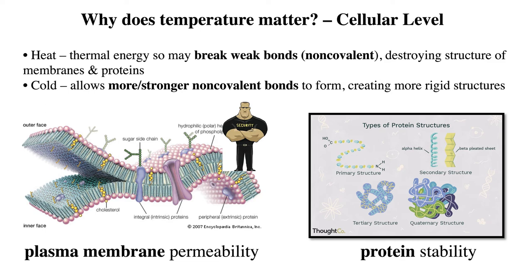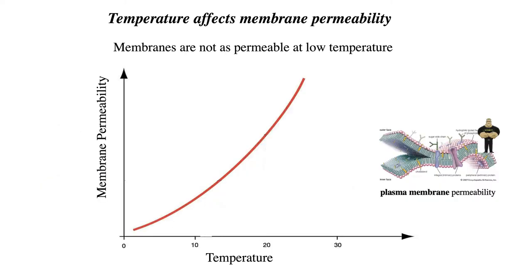And so if you heat things up like a plasma membrane, it can split apart like this when it gets really heated up. And also you can have proteins denature. And so heat can break bonds apart, and cold can allow stronger bonds, or the non-covalent bonds, to be stronger and allow more of those bonds to form, creating more rigid structures. So let's talk about what I mean in a little bit more detail.